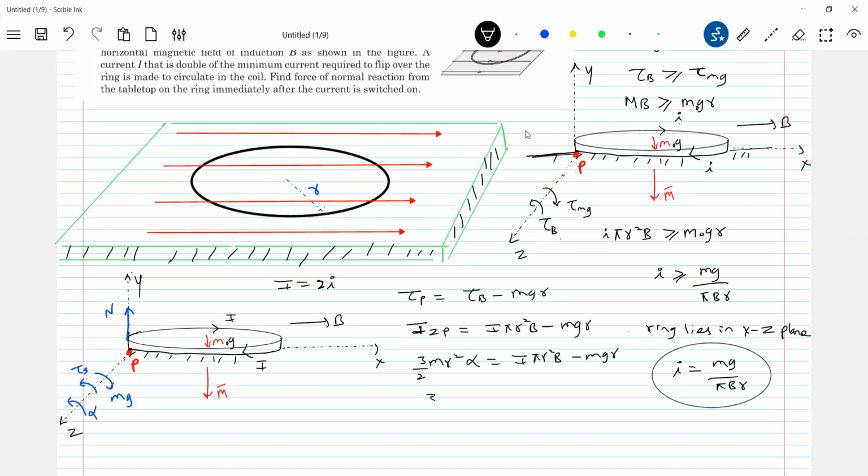All the values we will substitute here. What is I? I should be equal to twice of this, so directly we can write only mgr. This torque will be twice of that one. If you want, you can avoid all that, or substitute the torque due to dipole moment; it's left to you. mg/πBr times πr²B minus mgr. Solving this, I'll end up with alpha equal to 2g by 3r. Keep it in hand.